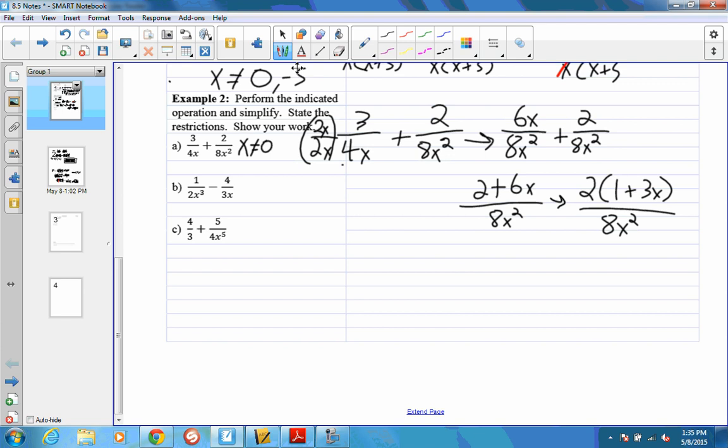So it's not going to cancel, but it will reduce, right? 2 over 8 will reduce to 1 over 4. You don't have to write the 1. So 3x plus 1 over 4x.